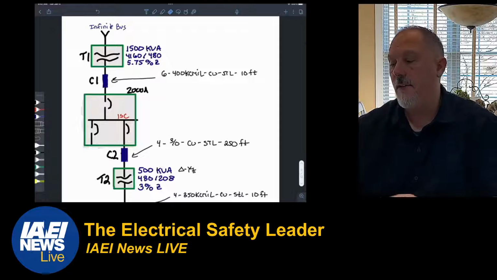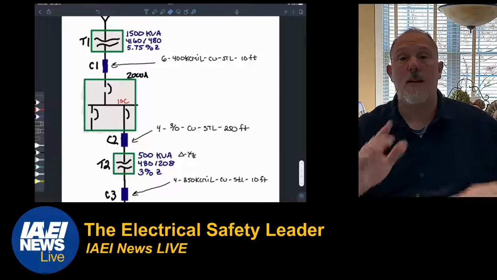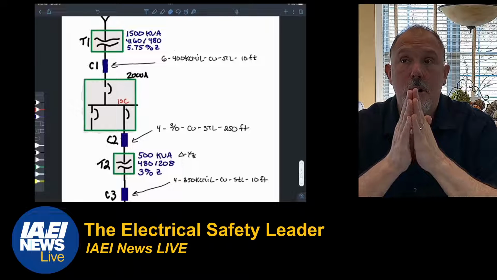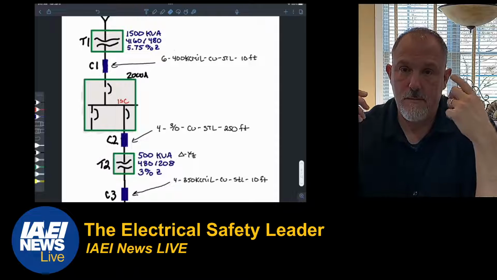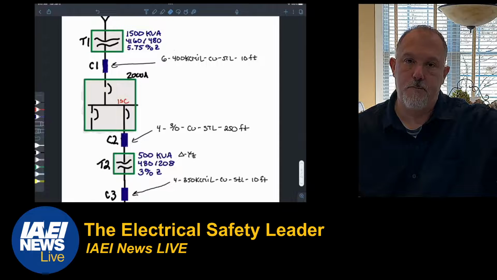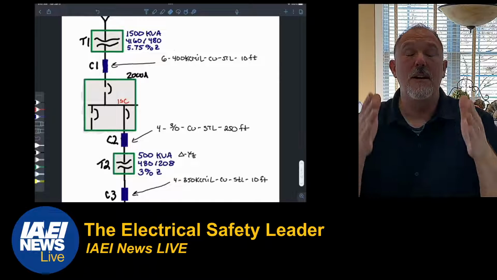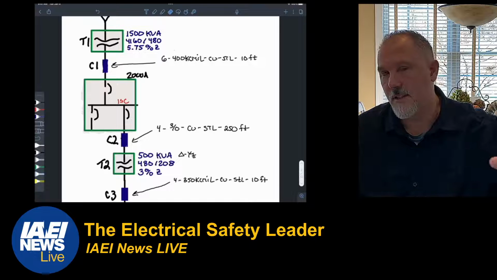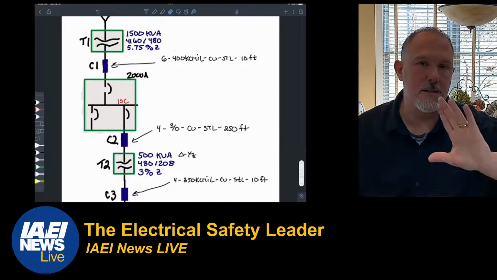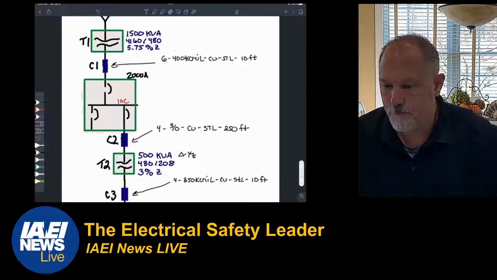So we have a 1500 kVA transformer, 4160 to 480, 5.75% impedance. Now, in these equations I just used 5.75%. You should apply a 0.9 factor to all of these transformer percentage values. I didn't do that. I'm just telling you right now that you should do that. I just didn't want that added complexity, because I wanted to model this in SKM as well and get that done.